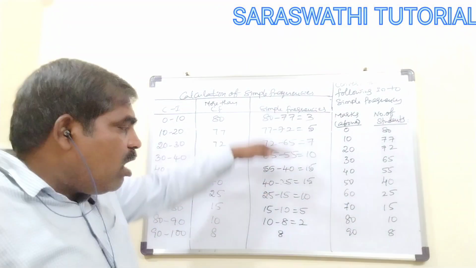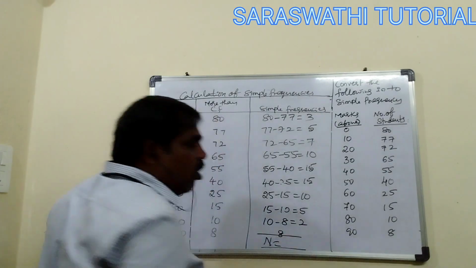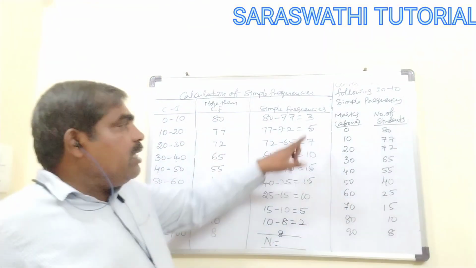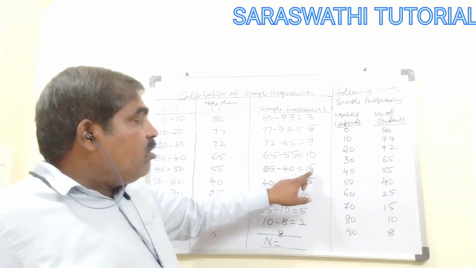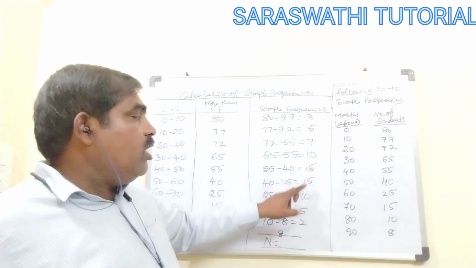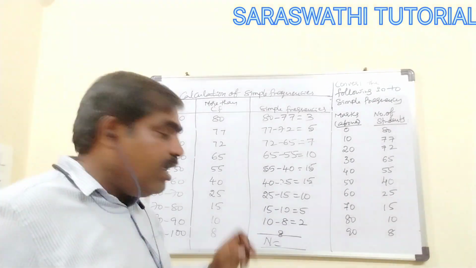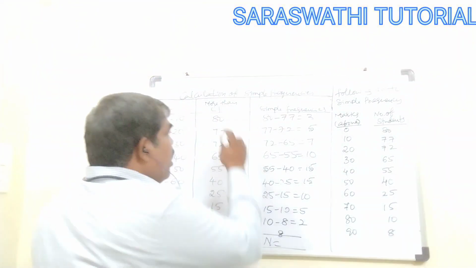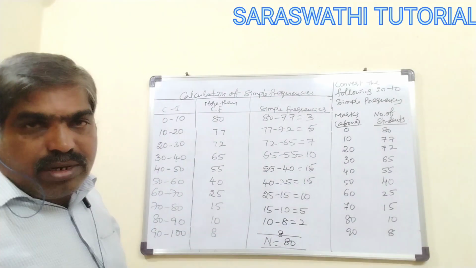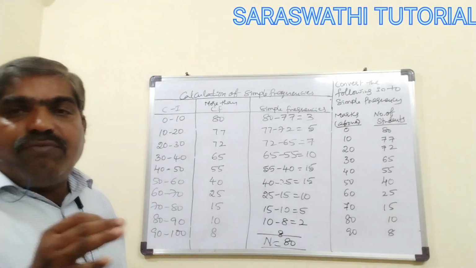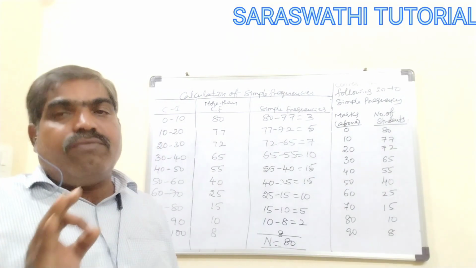But here we should also calculate the total frequency. How? Add all the frequencies. See here: 5 plus 3, 8; 8 plus 7, 15; plus 10, 25; 25 plus 15, 40; 55; 65; 72 plus 8, 80. So the highest one is 80. 80 is the total frequency. This is the procedure for the calculation of more than cumulative frequencies to simple frequencies.